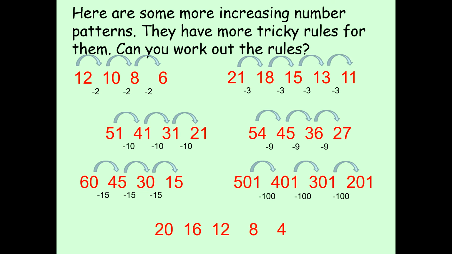And lastly, 20 down to 16, 12, 8, finally 4. So the rule for this one would be -4. That's right. How did you get on with all of these? Okay, I'm sure you did a really super job.